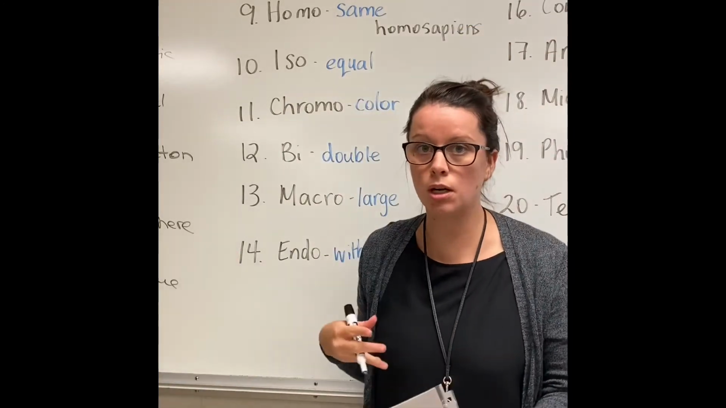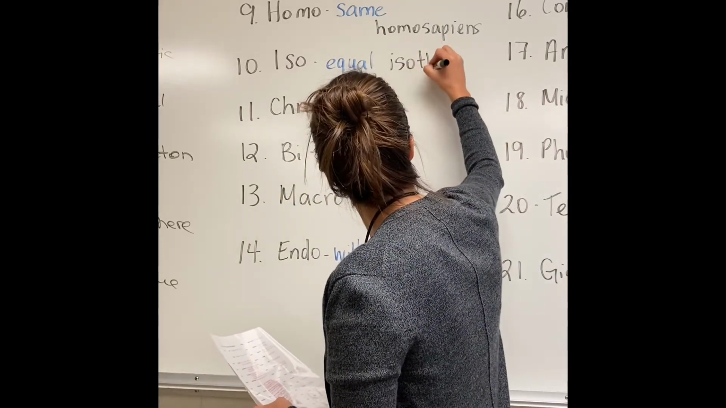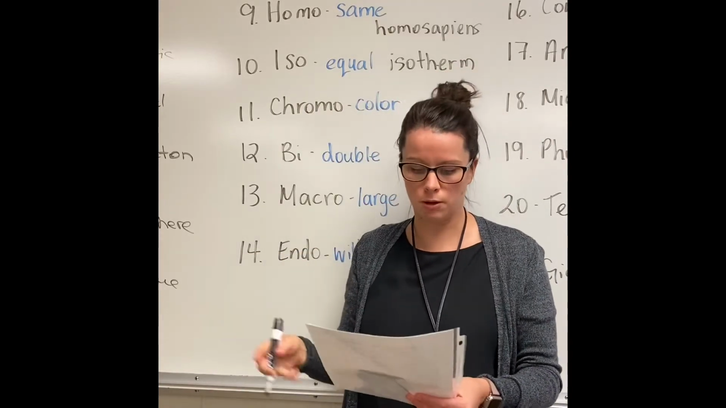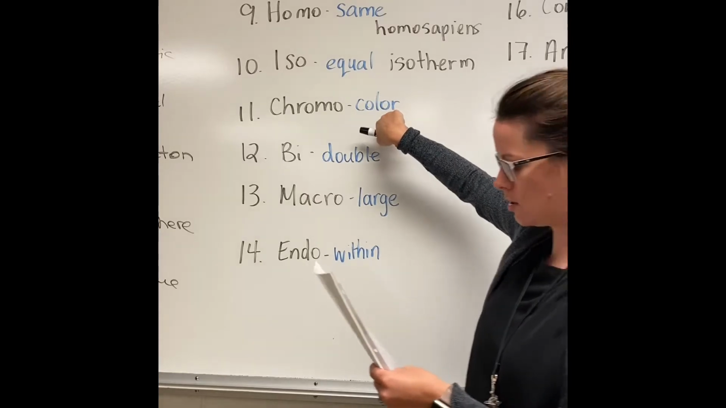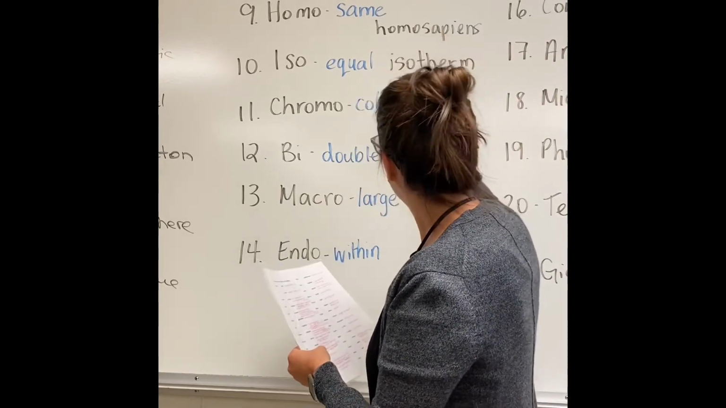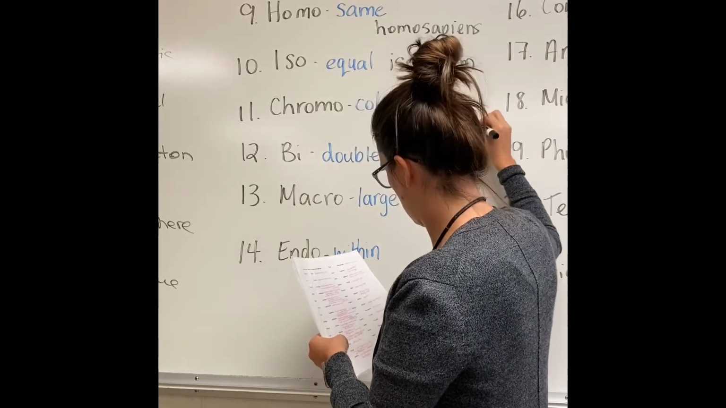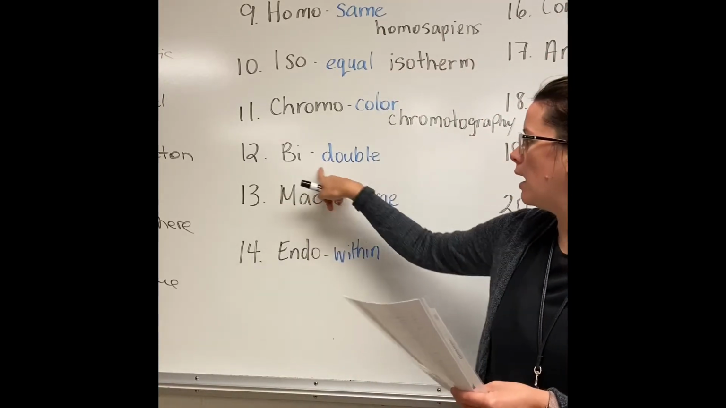Okay, iso. It means equal. So isotherm, that means that they are equal temperatures. So if you see isotherm or isotope, that means that things are equal. Chromo means color. Okay, so that's where you have chromatography paper where color will separate. Chromatography.